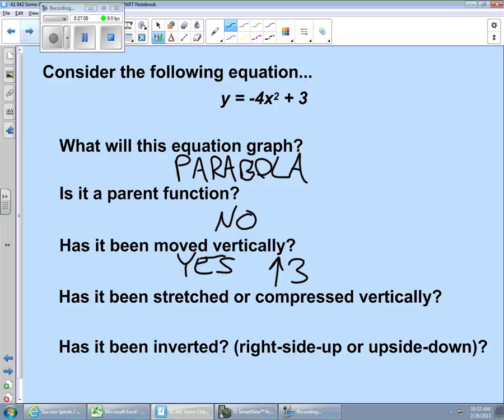Has it been stretched or compressed vertically? What do you think? Is this number a 1? No, the number in front of our independent variable is not a 1. So yes, it has been stretched or compressed vertically. Which is it? Remember, if it's a number bigger than 1, then that is a stretch. It's moving faster on the y-axis than it used to. Has it been inverted? Yes, it has. It is a negative value sitting in front of our x, so it's upside down.